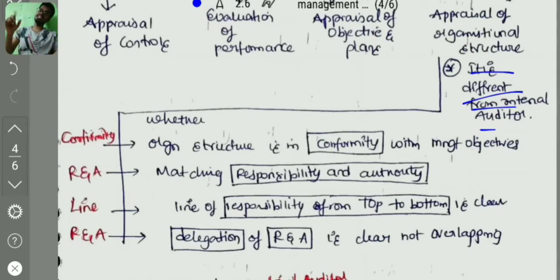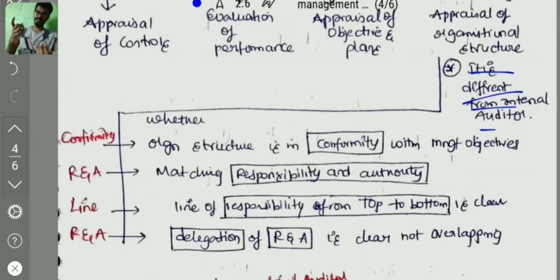This is the same point with respect to the internal auditor also. The organization structure should be in harmony with the management objectives. Here the word conformity has been used. Responsibility and authority: matching of responsibility and authority. Whether the matching of responsibility and authority is made in the organization or not, the operational auditor should check. Whether the line of responsibility from top to bottom is clear or not.